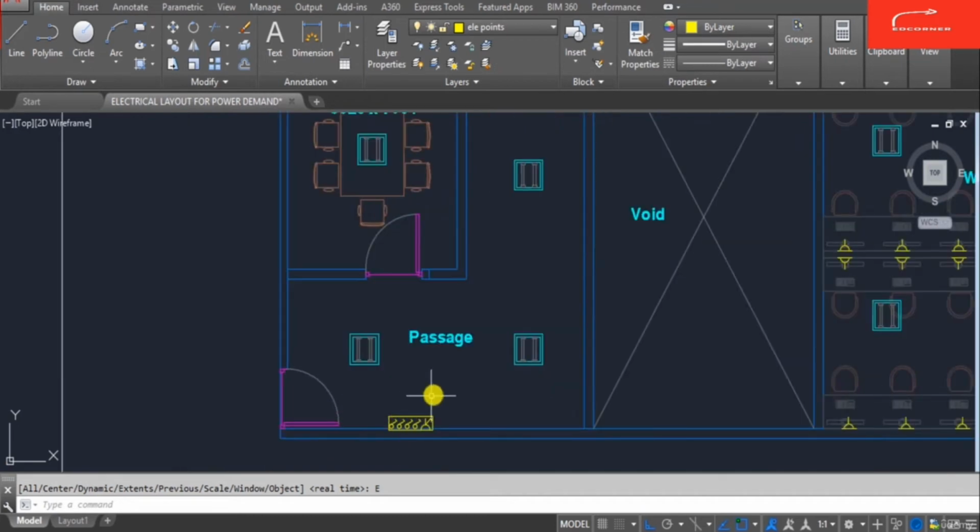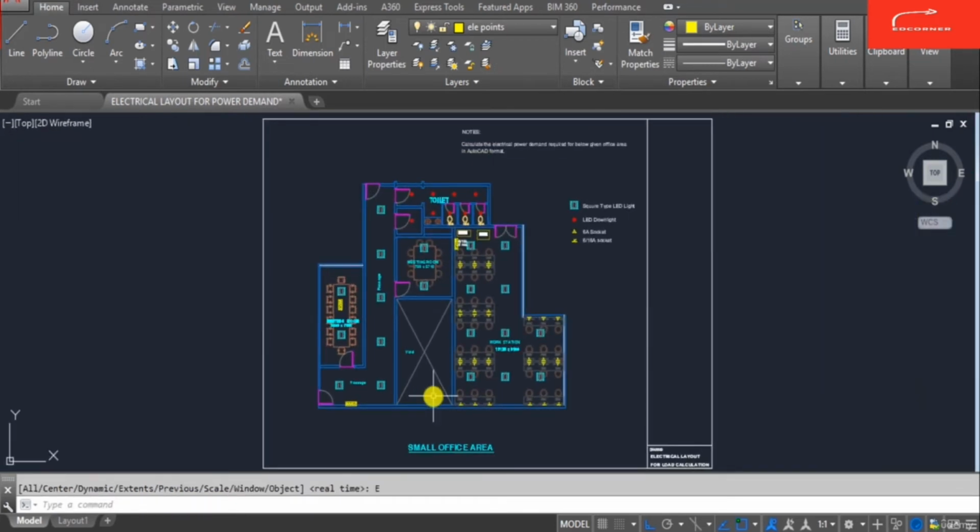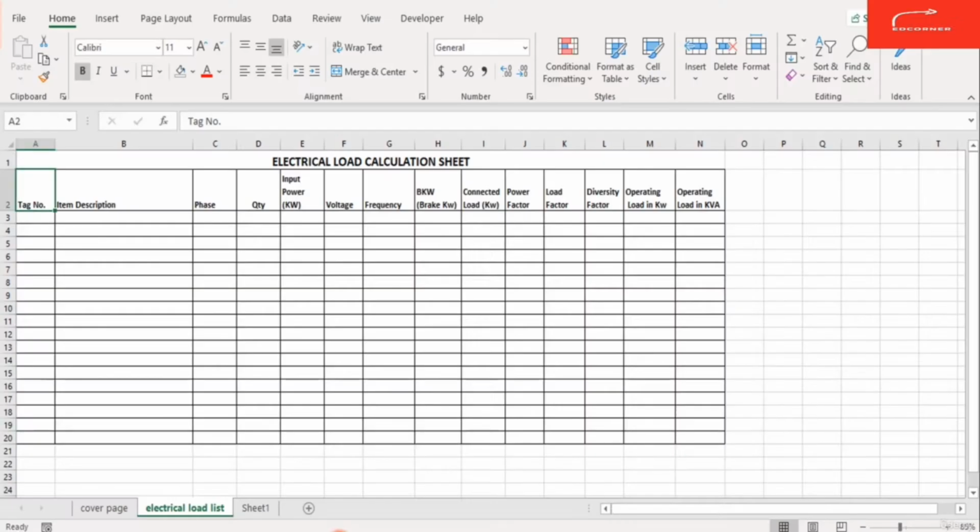So here we will start the electrical load calculation required for the office area. For that we require an Excel sheet. So this is the electrical load calculation sheet in front of us. The first column is the tag number. Each equipment has a tag number.